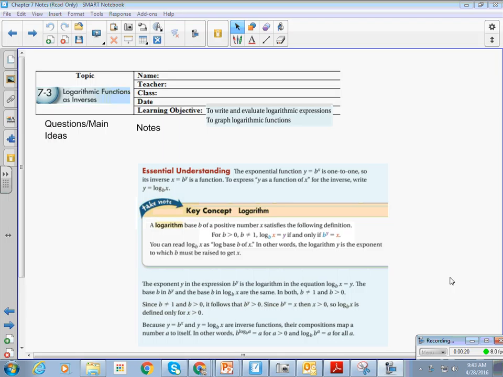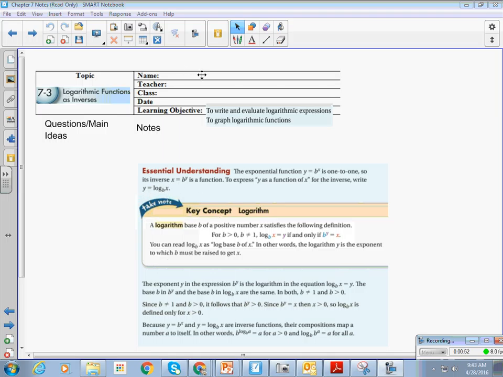Our essential understanding is that when we have an exponential function, y equals b to the x, it's 1 to 1. So the inverse, and remember, to find an inverse, you switch the x and the y and solve for y. X equals b to the y is a function. To express y as a function of x, for the inverse, we write y equals log base b of x.